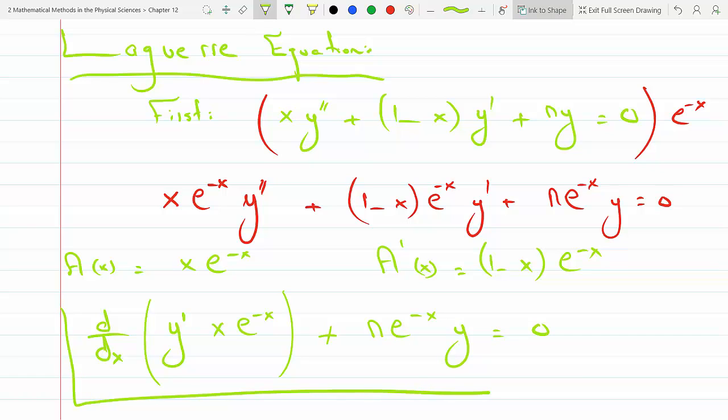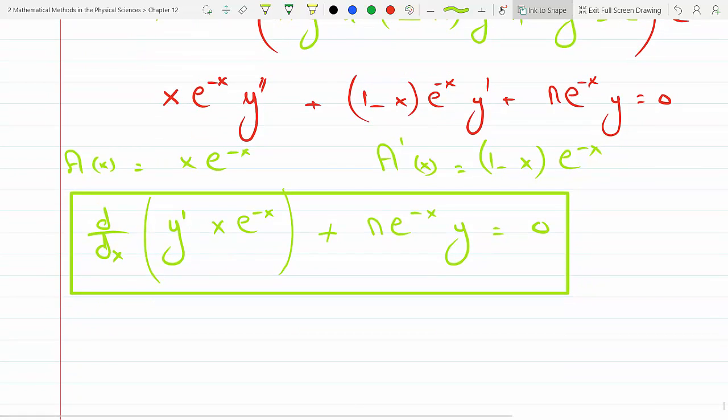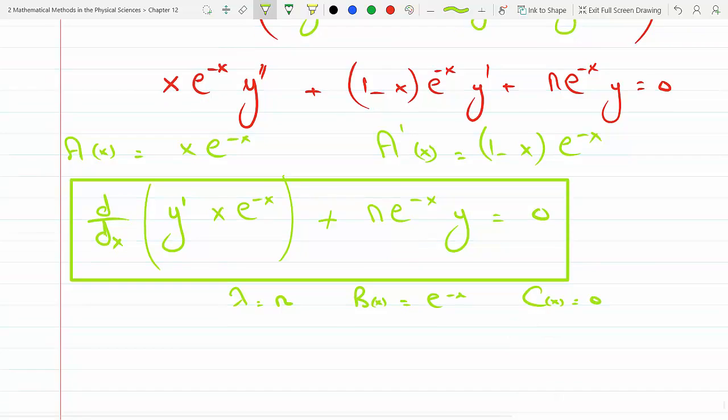This is the Sturm Liouville form of the Laguerre first equation. And now we can compare this to the original and read off, provided that we read off that lambda is n, right? B of x is e to the minus x, c of x is 0.